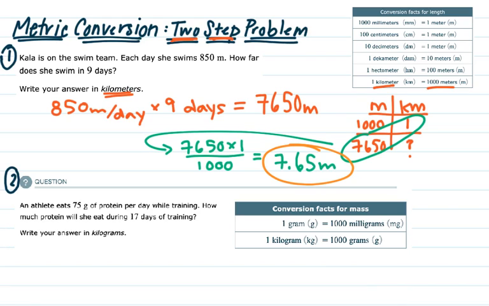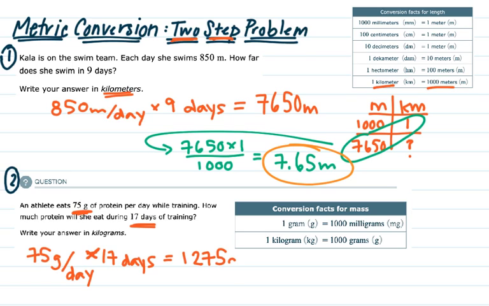Again, it's going to be 2 steps. So an athlete eats 75 grams of protein powder per day over 17 days. So we first start off with 75 grams per day times 17 days. And we get a total of 1,275 grams during those 17 days. But it says we want kilograms.